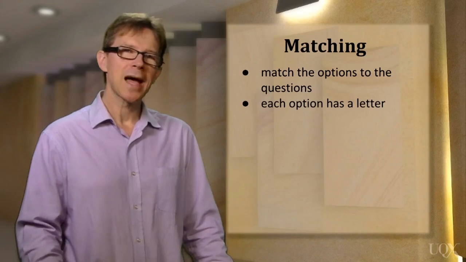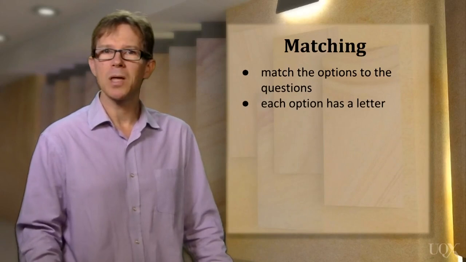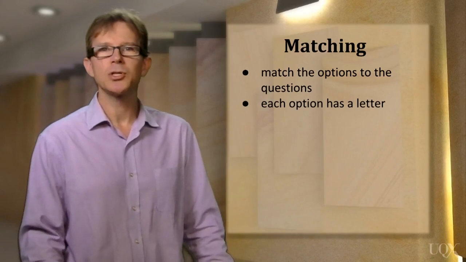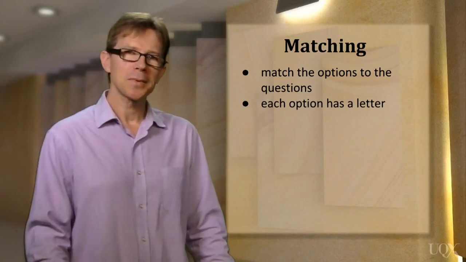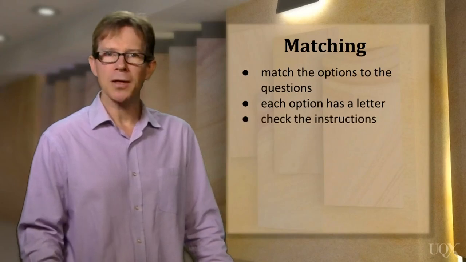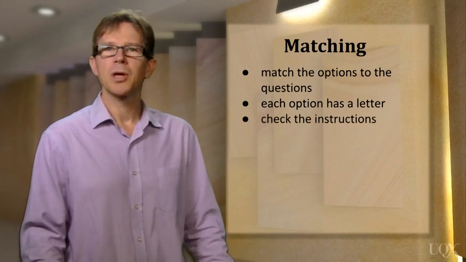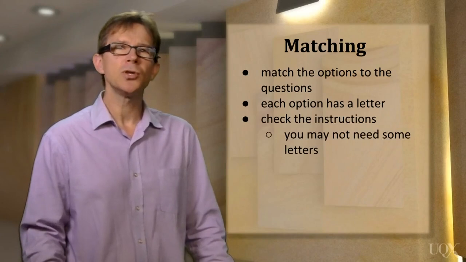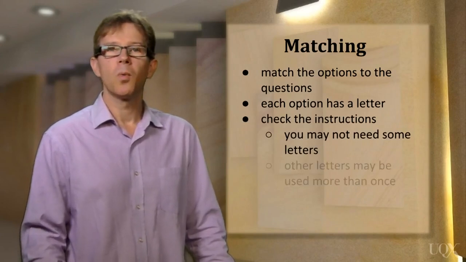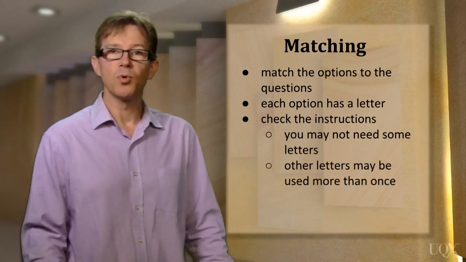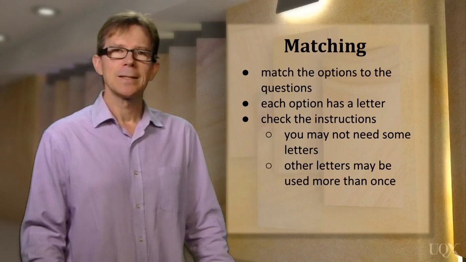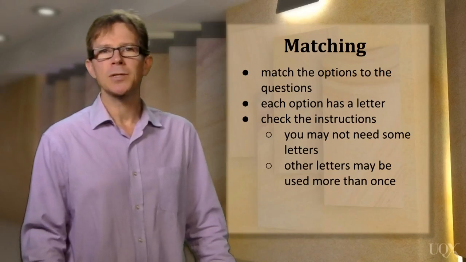Each of the options has a letter, so you write a letter, such as A, B or C, next to each question. Now, it's important to check the instructions because you may not need to use some letters, while other letters may be used more than once. Now, I'll show you how to do this task.